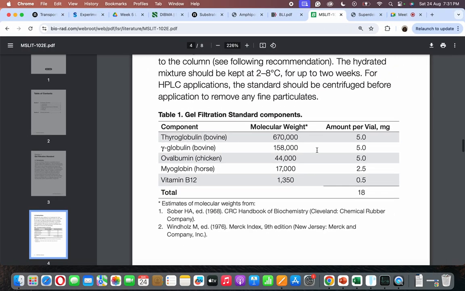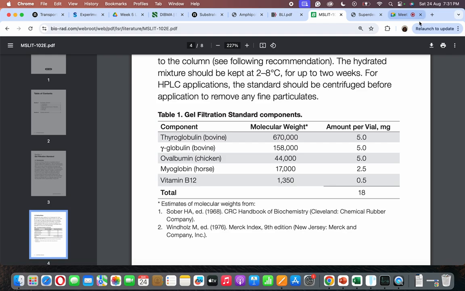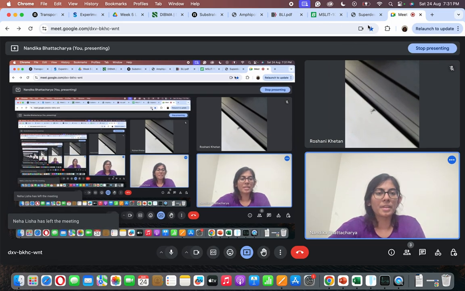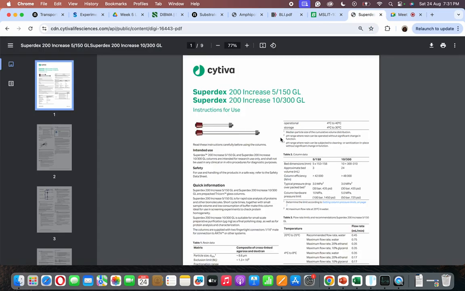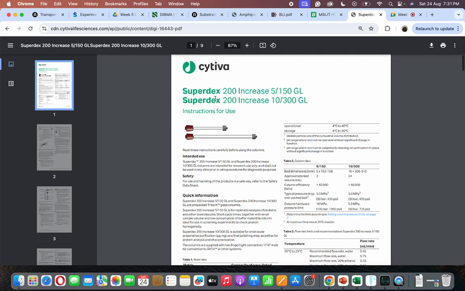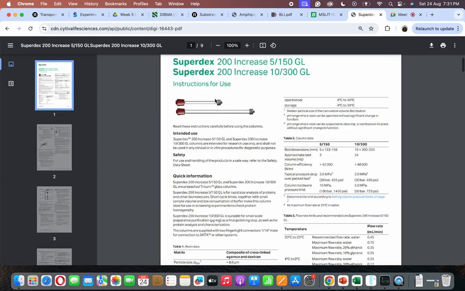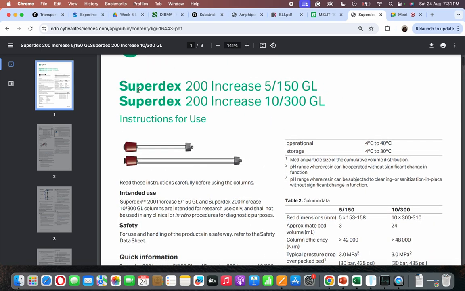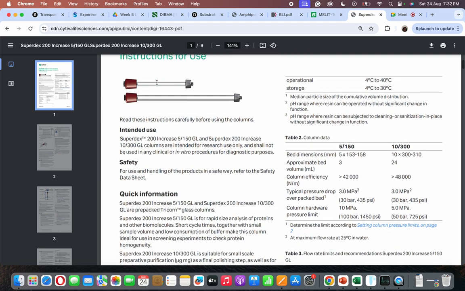If you're wondering, when you get a column, how can you get the parameters for any of the things we discussed today? With any column, you'll get an instruction manual like this. So this is an S200 column. Like we discussed, what is Superdex? Superdex is cross-linked agarose and dextran.